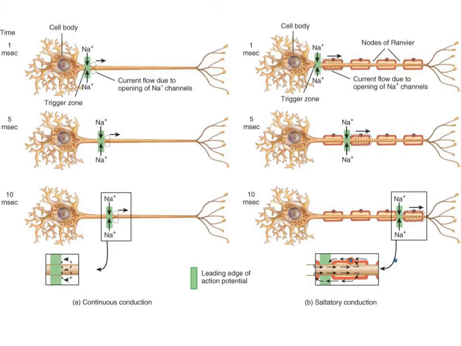So this slide just shows a comparison of continuous conduction on your left and saltatory conduction on your right. Remember, continuous conduction is a type of conduction that happens in non-myelinated axons. Basically, depolarization starts at one end of the axon and travels sequentially down the axon until it reaches the axon terminal. And this takes quite a bit of time. On the other hand, take a look at the type of conduction that happens in myelinated axons.